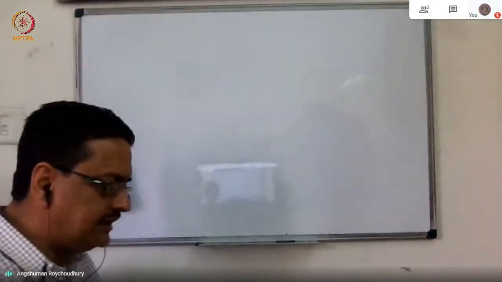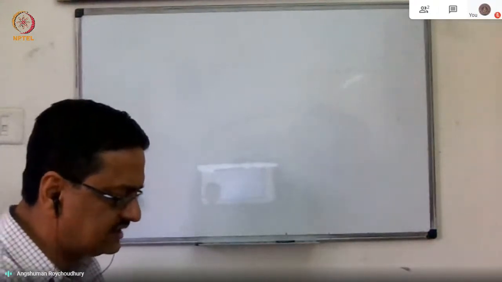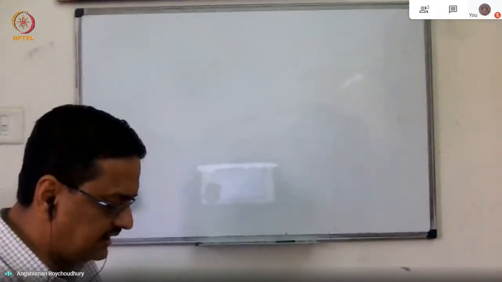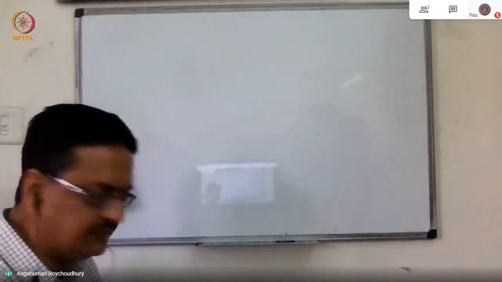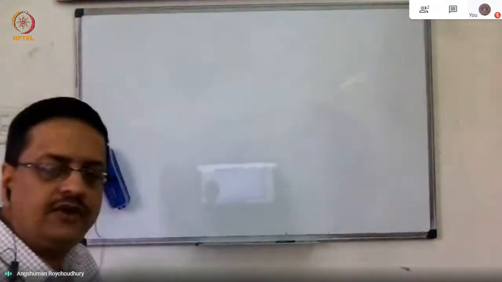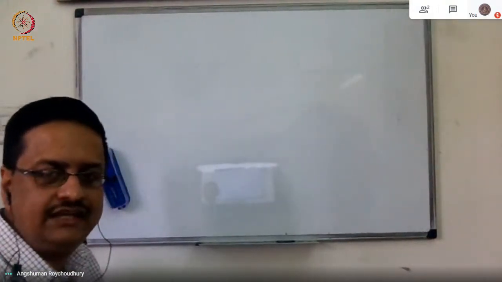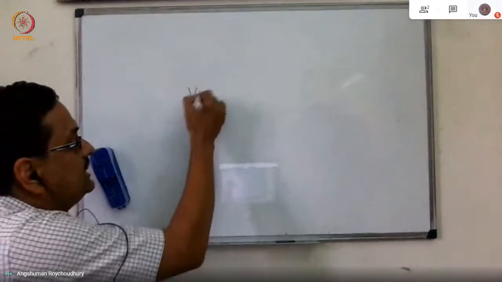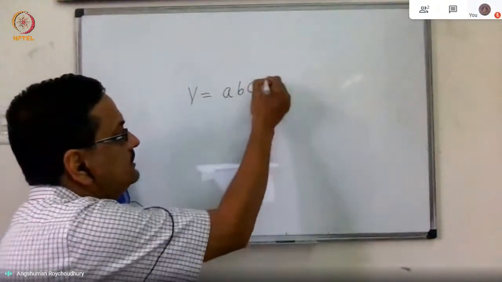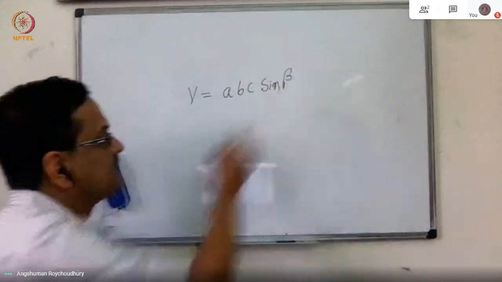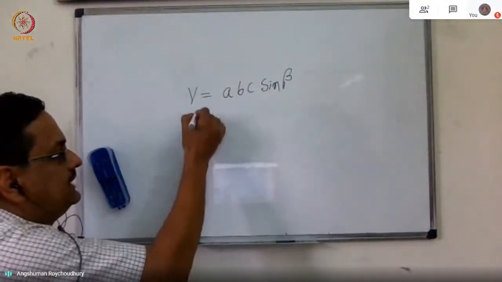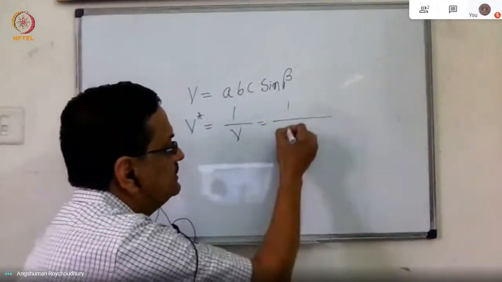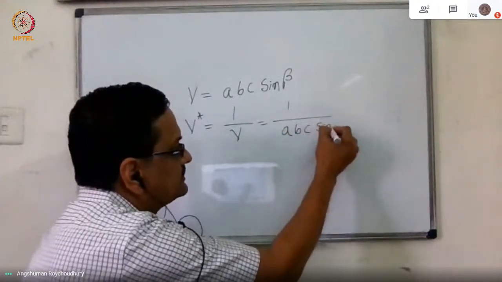There is a query regarding 2 questions, question number 3 and 4 in assignment 5. In assignment 5, question number 3 was, what is the volume of reciprocal lattice in monoclinic system? See, the volume of monoclinic unit cell is abc sin beta, and we write volume as abc sin beta, and volume of reciprocal lattice, that is V star, is 1 by V, that is 1 by abc sin beta.